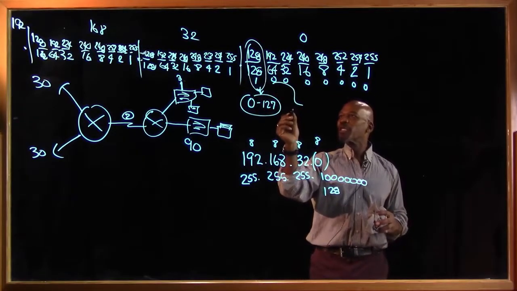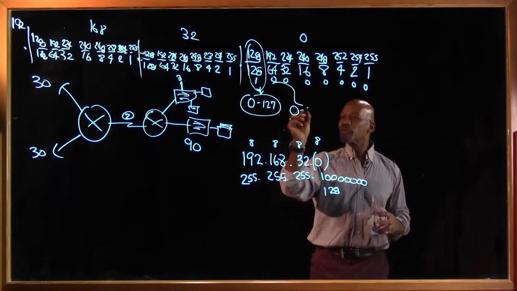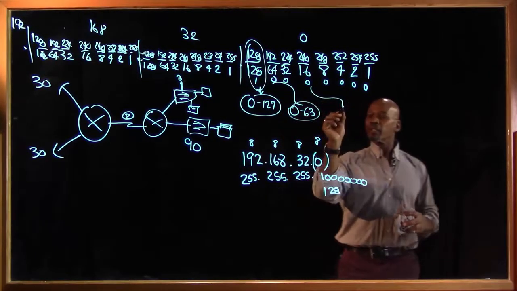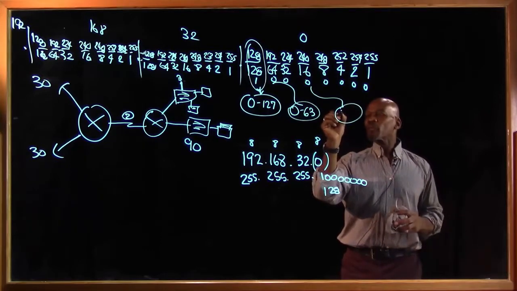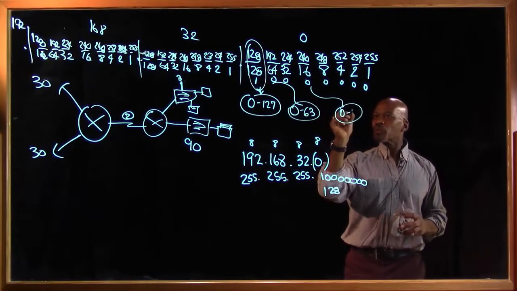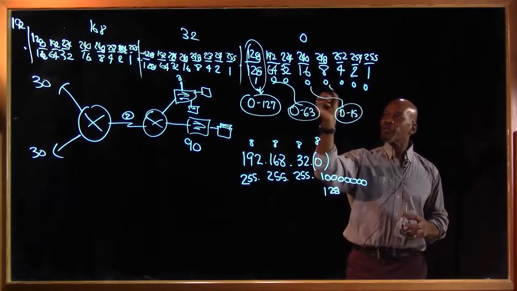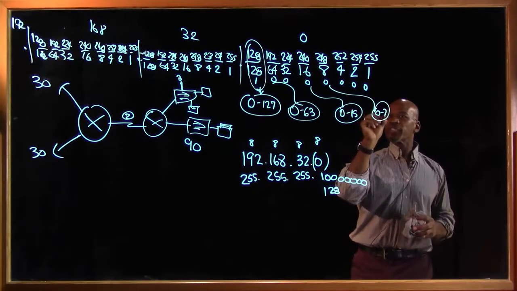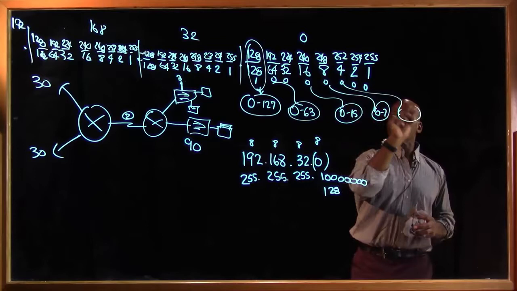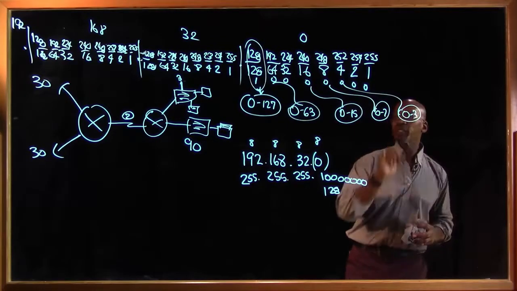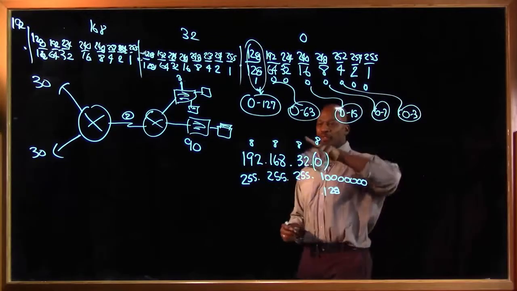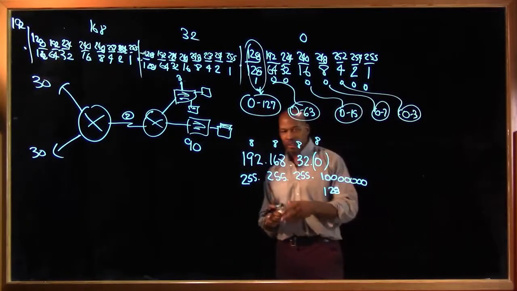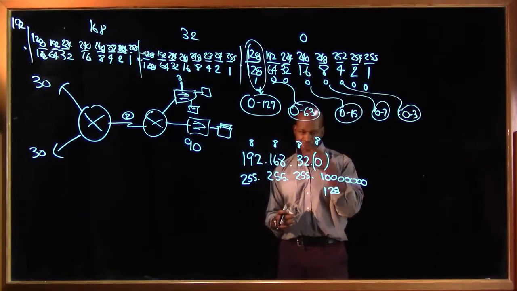64 is represented by 0 through 63. 16 is represented by 0 through 15. I think you got the point. It is 0 through 7 and 0 through 3 and so forth. This is what makes it so hard to understand from time to time, but this is how it basically works.